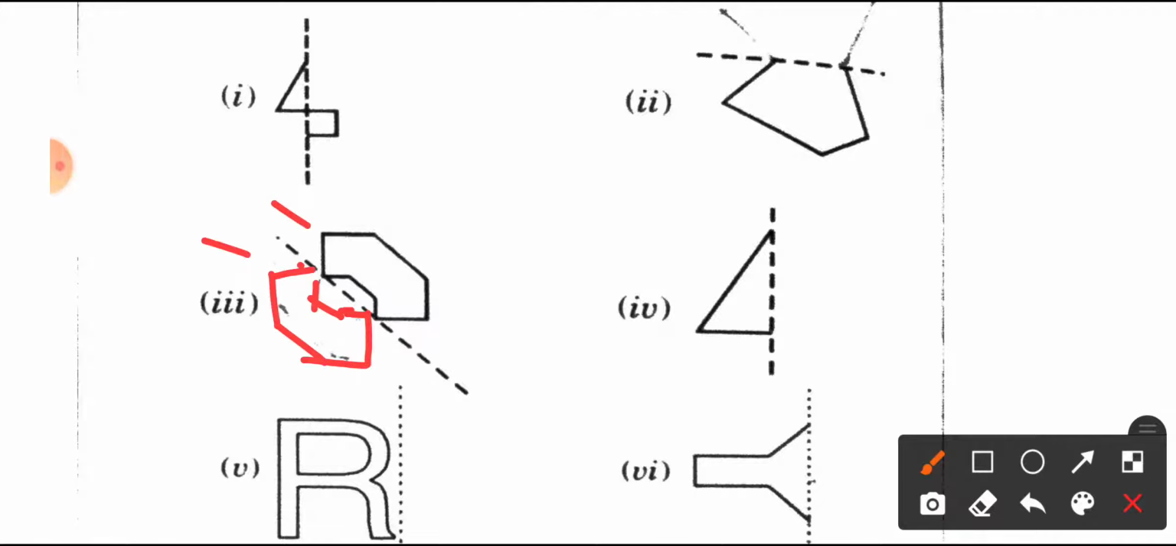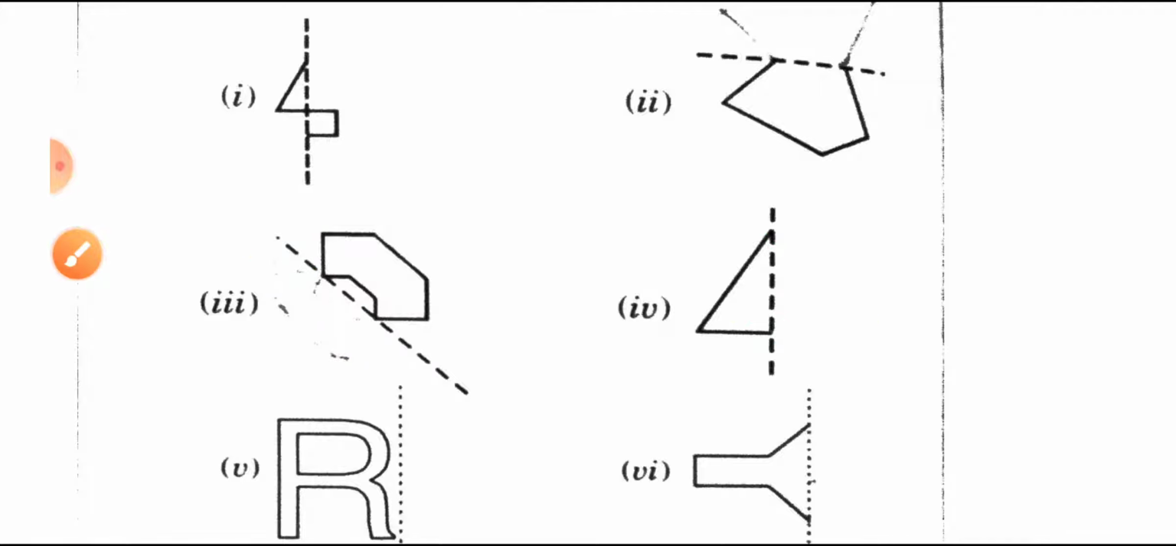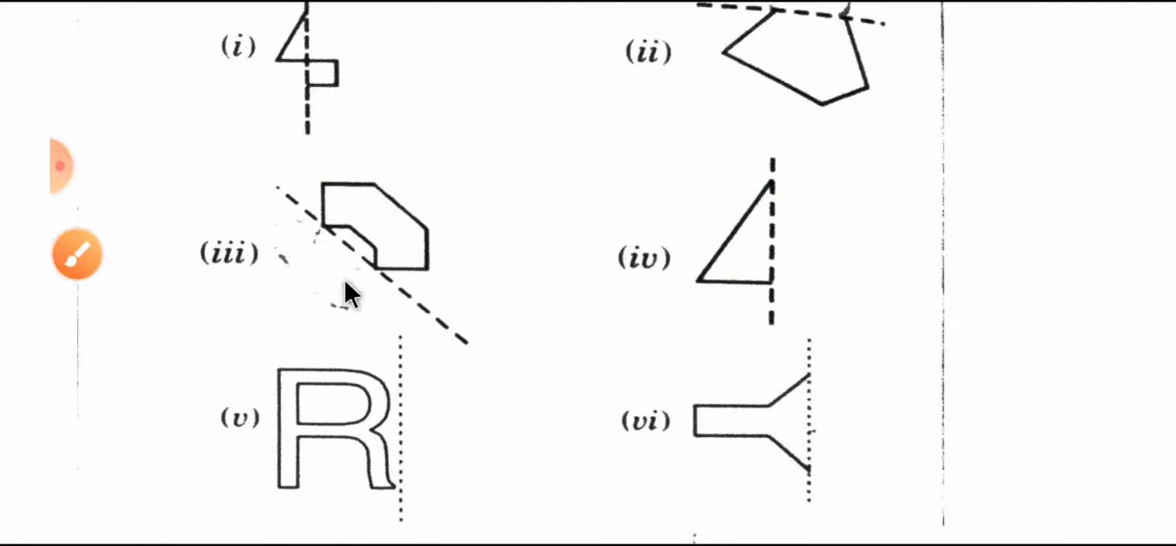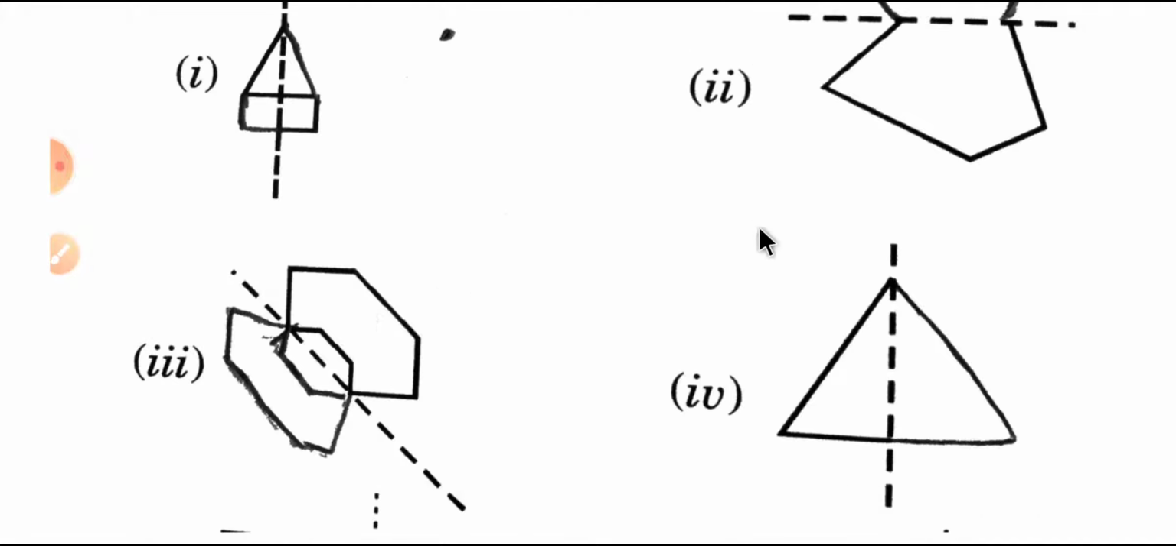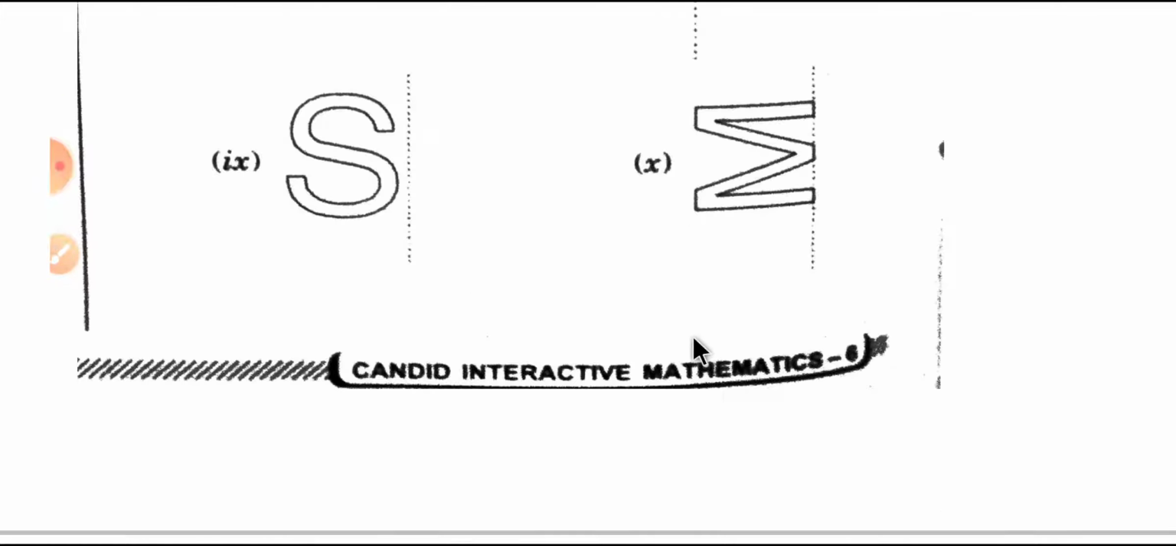You can see both parts you have to make the same, then you have to complete. Line of symmetry is given, it means here it is divided into two equal halves, so both parts should be equal. So here we have solved only 4 questions, and the remaining questions you have to do.